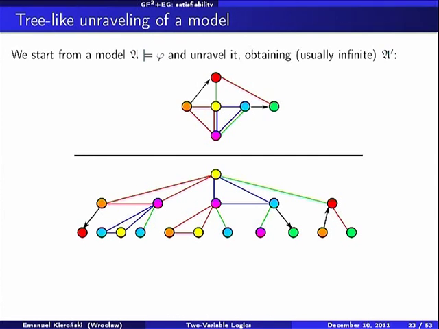We do it for all elements, and we continue this process, usually infinitely, because for example, in this example, we see that there will be an infinite path: yellow, orange, red, yellow. And again, there will be an orange element, and so on. So starting even from a finite model, we will usually obtain an infinite model.